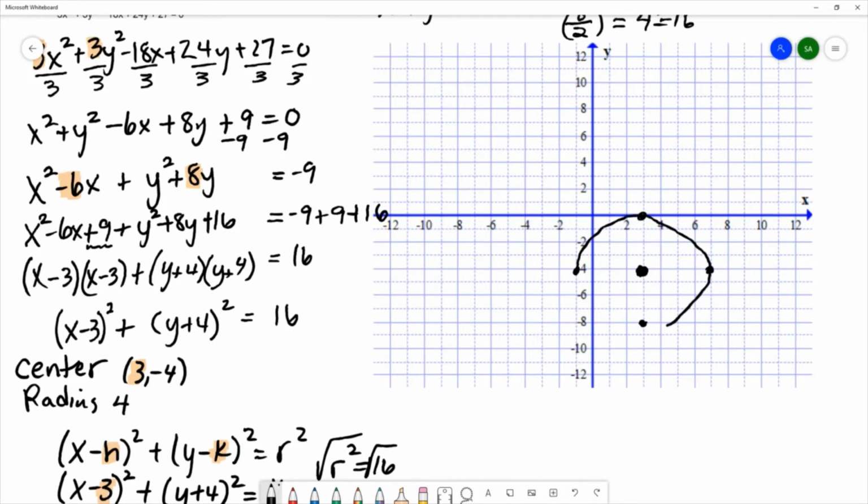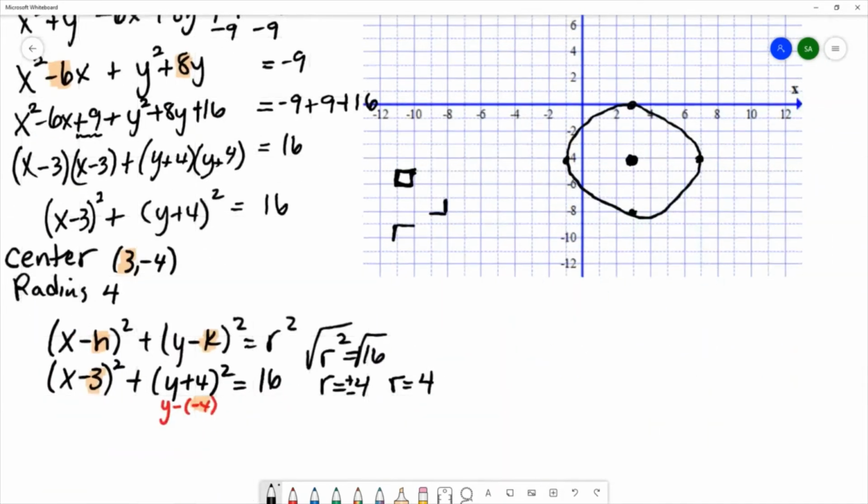And I know mine doesn't quite look like a circle, and that's because my grid is a little bit off kilter. It's not a perfect square. You can kind of see it's longer than it is tall. So that's why it doesn't look exactly like a circle. So then I want to find the intercepts.